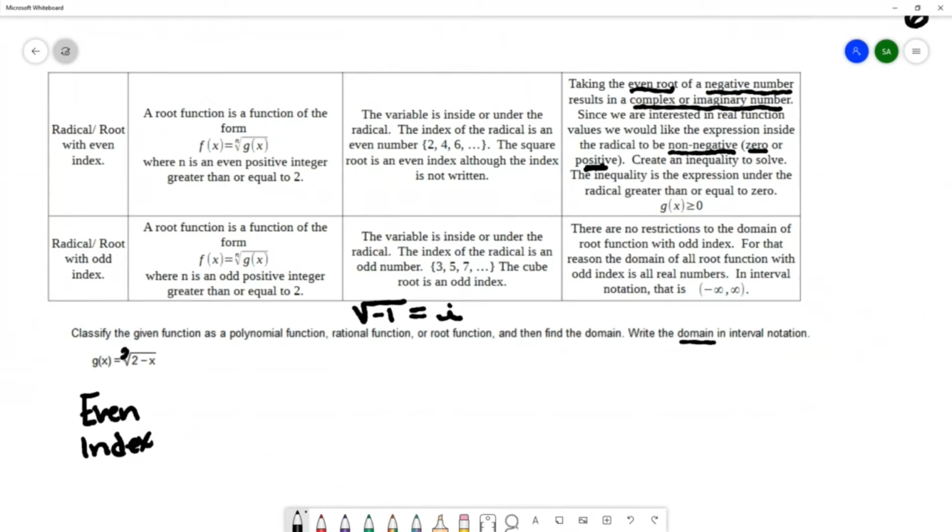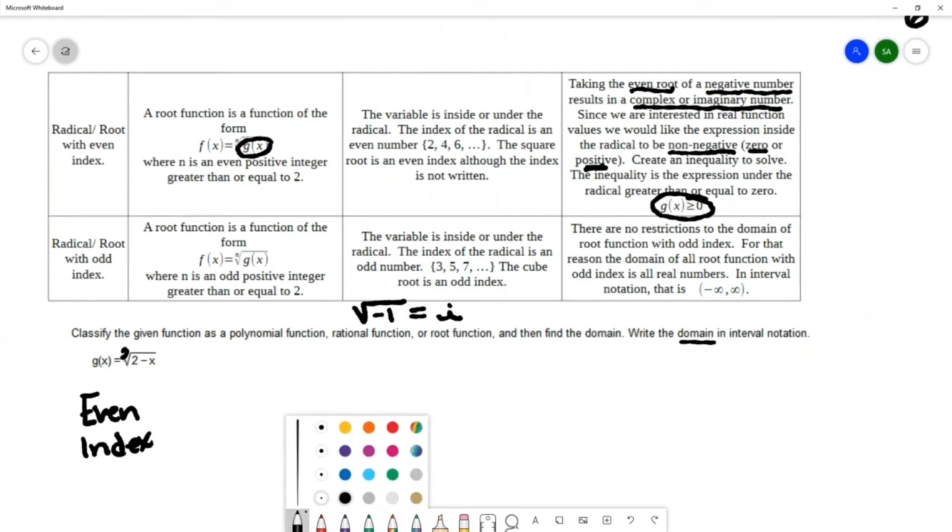So in order to find the domain, we're going to create this inequality. This inequality takes whatever's underneath the radical and sets it to be greater than 0, that's positive, or equal to 0, that's 0. So this is a way of including what we want. We want what's underneath the radical to be positive or 0, and excluding what we don't want. We don't want a negative under the radical because that causes imaginary numbers.